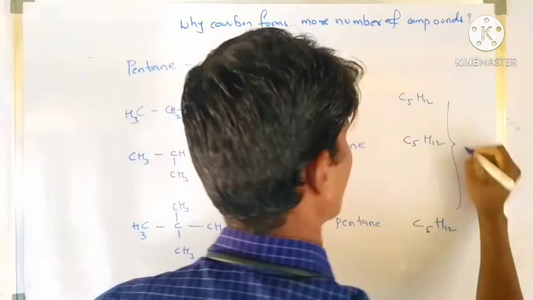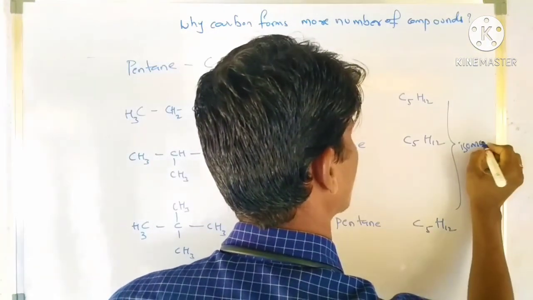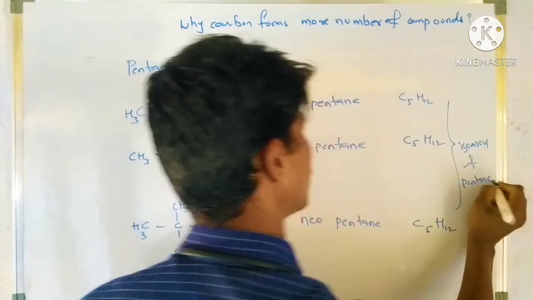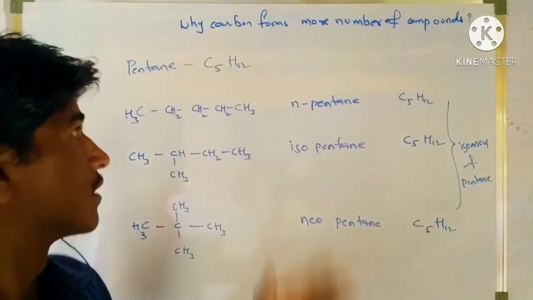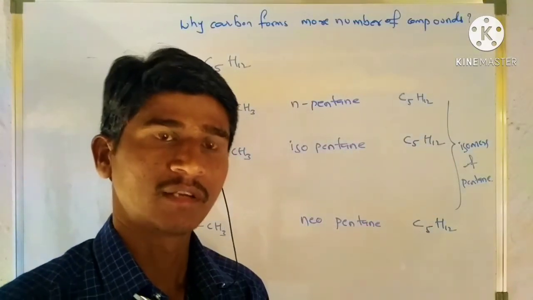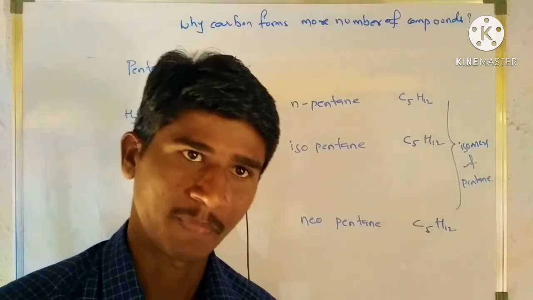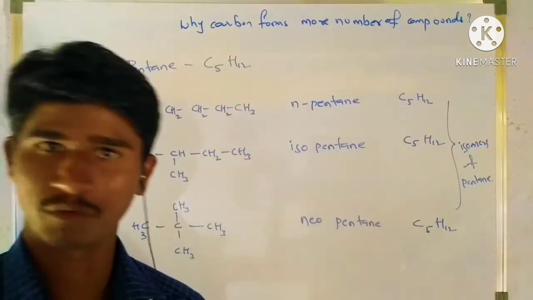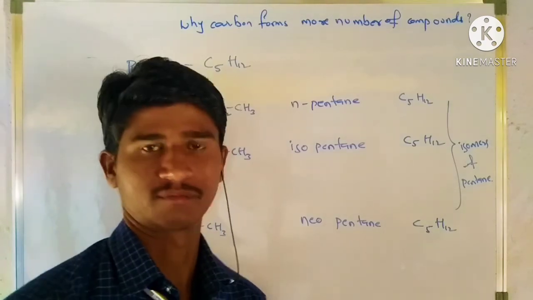All these are isomers of pentane. So what I mean to say is that the carbon here shows the property of isomerism. Due to isomerism only, it forms the maximum number of compounds. That is one of the reasons.